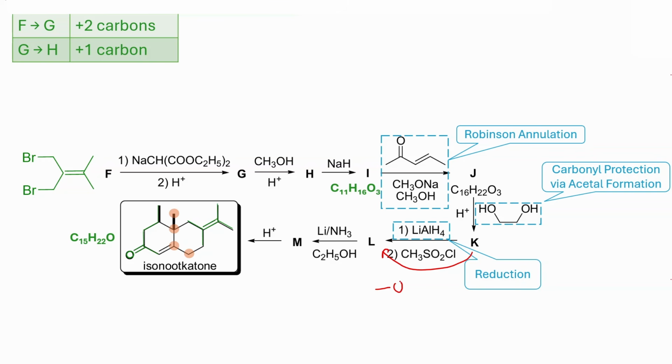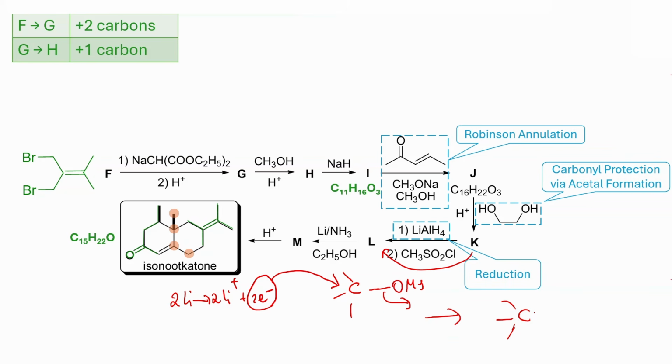You are making this OH into a better leaving group, O methyl, and here lithium, let's say 2 lithium goes to 2 lithium plus and gives 2 electrons, and those 2 electrons attack carbon, and then O methyl leaves. You can also propose a radical mechanism, but honestly, I prefer this kind of mechanism because it also has some other bonds, to remember this easier. And then you end up with a negatively charged carbon, and then you have ethanol in the system, right?